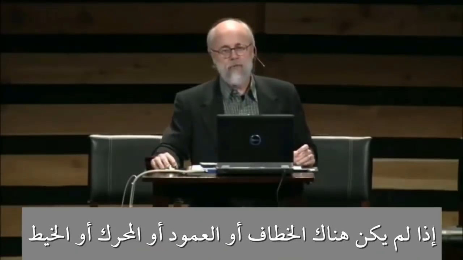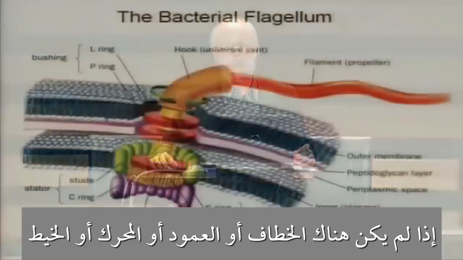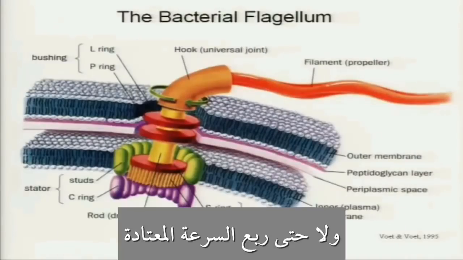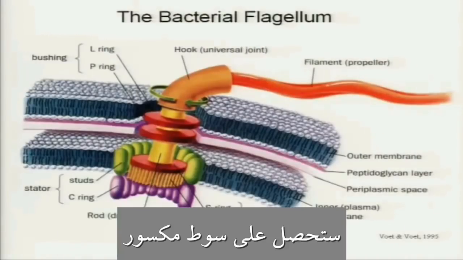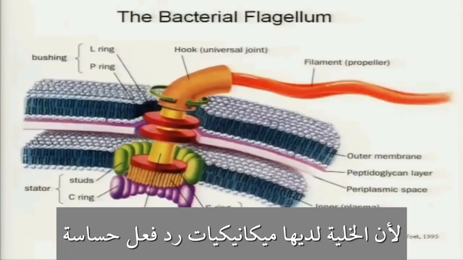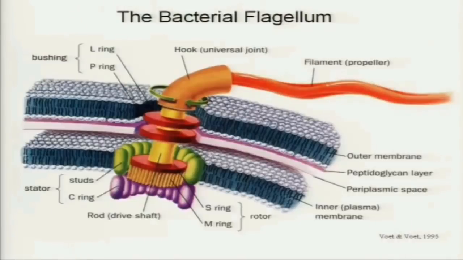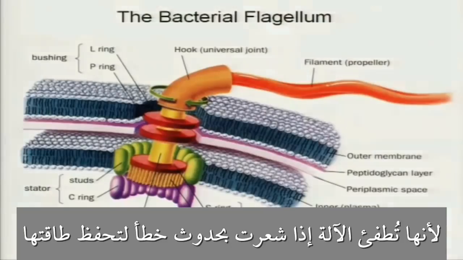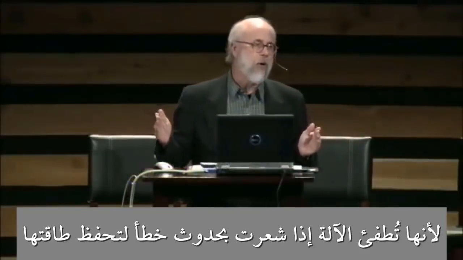If it weren't for the hook, or the drive shaft, or the motor, or the propeller, you would not have a flagellum that spun half as fast as it used to, or a quarter as fast as it used to. You would have a broken flagellum. Or much more likely, you would have no flagellum, because the cell, it turns out, has sensitive feedback mechanisms to tell it when the construction of this machine is going well or not well, and it will shut off construction if it senses that it's not going well in order to save energy.